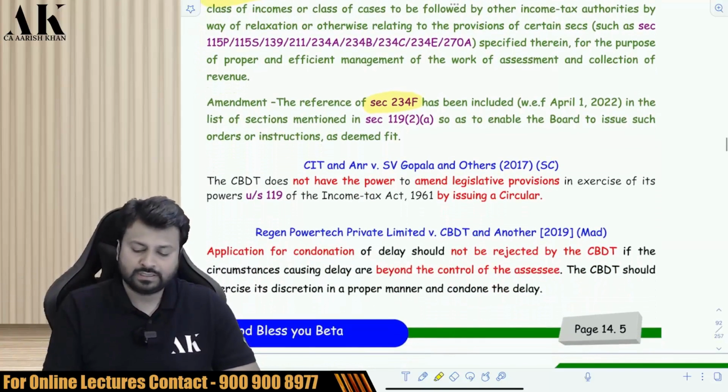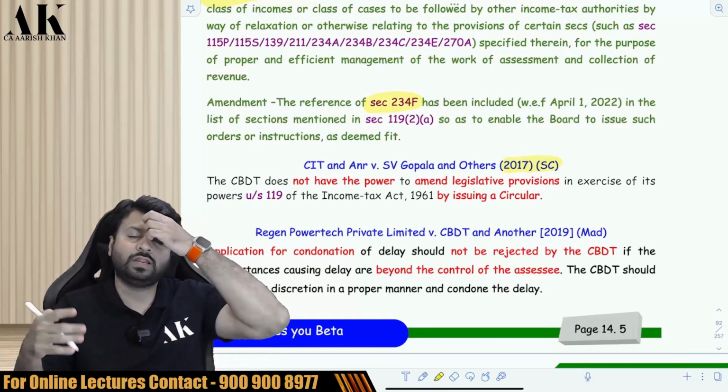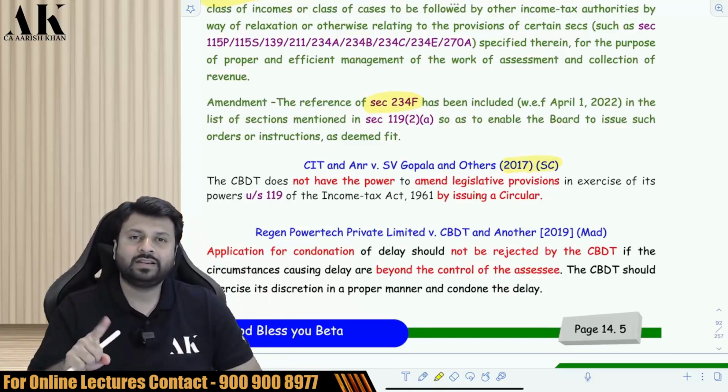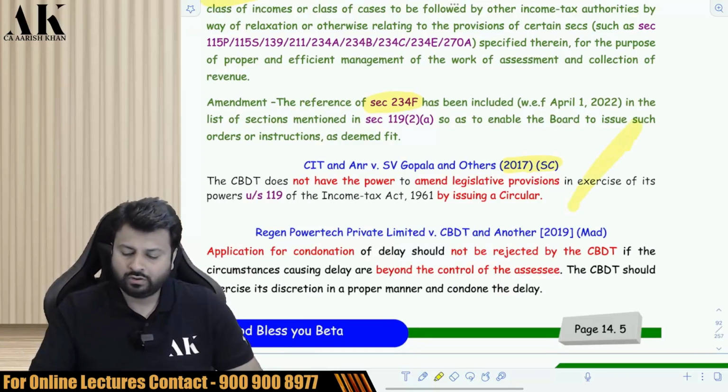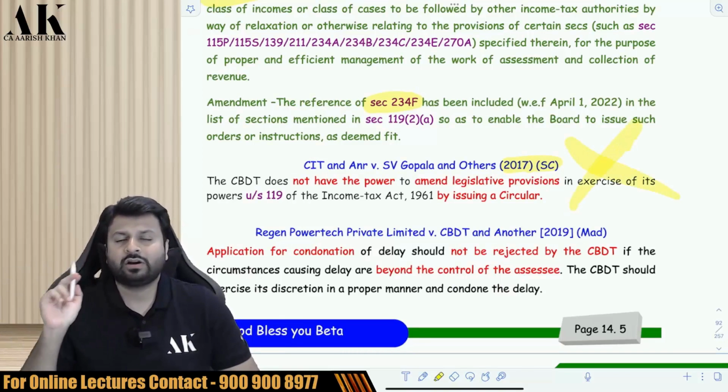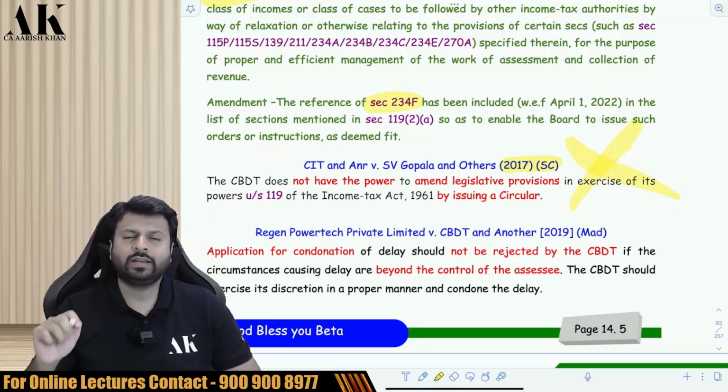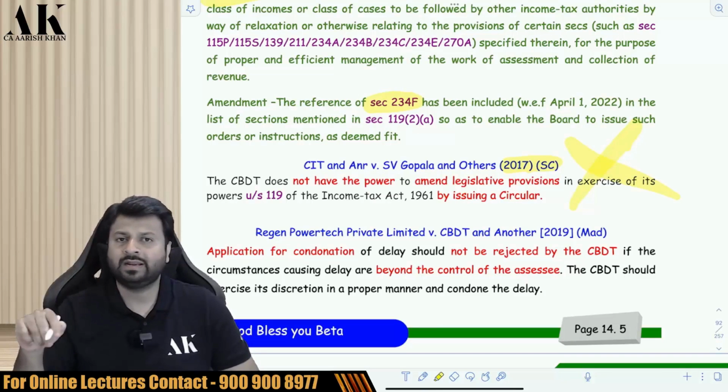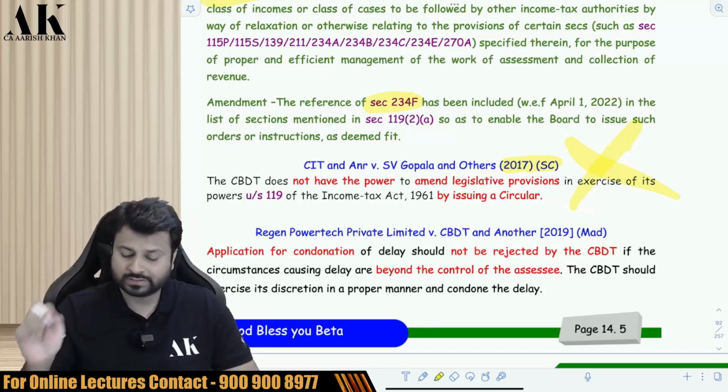Okay. Next is the Supreme Court judgment which talks about a very important principle of law. Can CBDT amend a law by passing a circular? No. CBDT does not have the power to pass a law by just giving a circular. If they want to amend any law, they have to amend the law in the parliament. They have to follow the parliamentary procedure. They cannot amend any law just by giving what? A circular. That is not allowed.